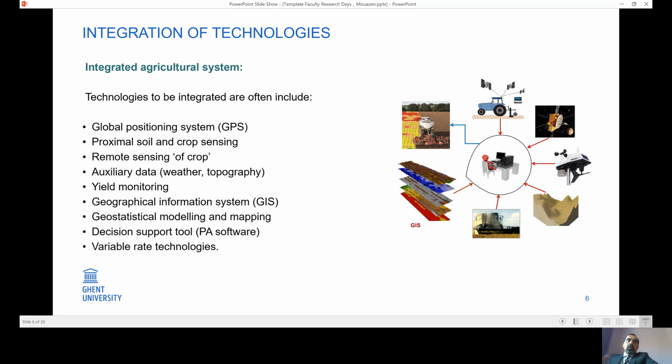And in order to collect all these data, you should have some key sensor technologies, and some advanced decision support tools and advanced modeling tools, in order to be able not only to derive the optimal recommendations, but also to implement variable rate applications in a precise way.